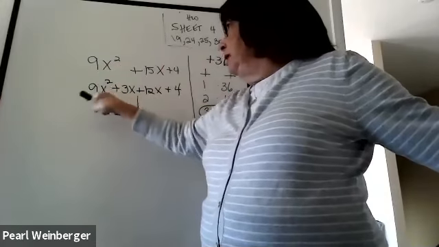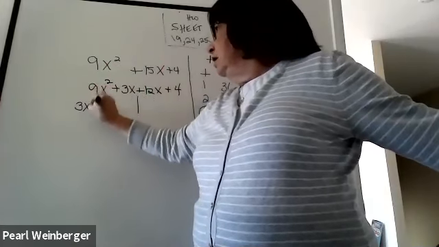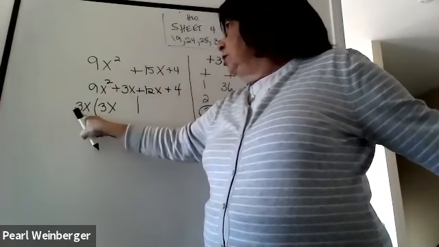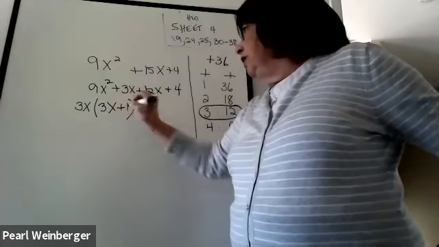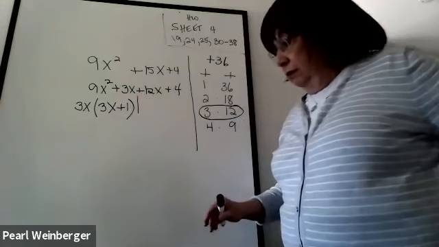In my first group, 9x squared and 3x has a common factor of 3x. So 3x into 9x squared is 3x. 3x into 3x, everything cancels, so it's plus 1. Don't forget, if everything cancels out, you're left with a 1.